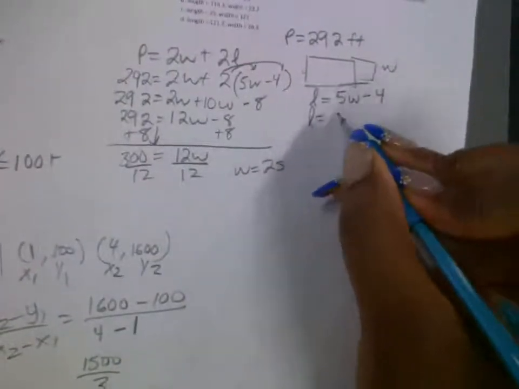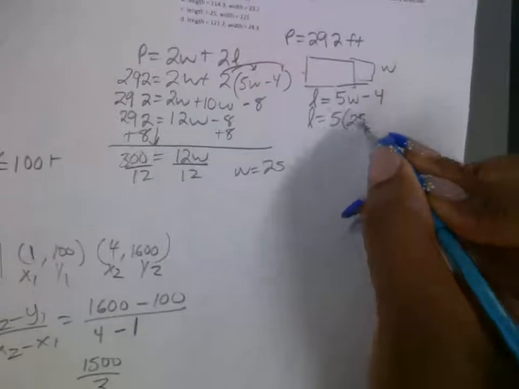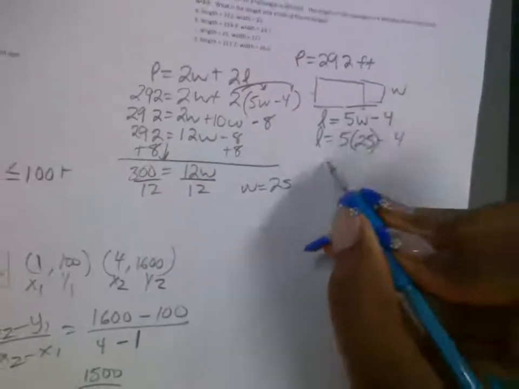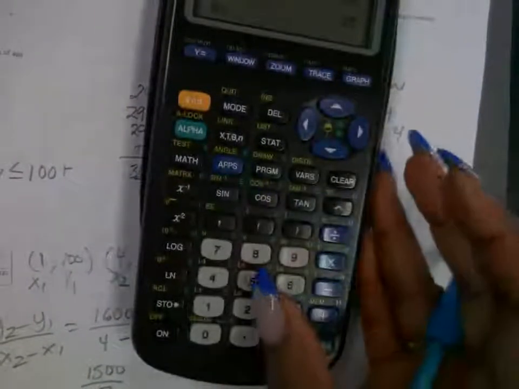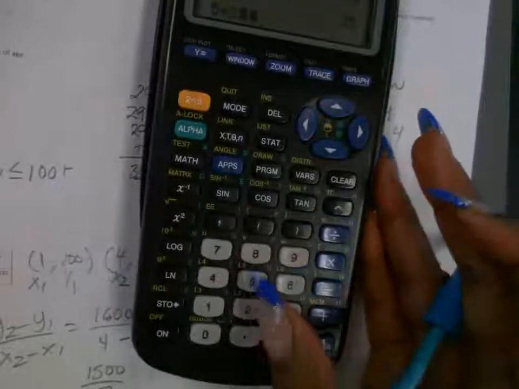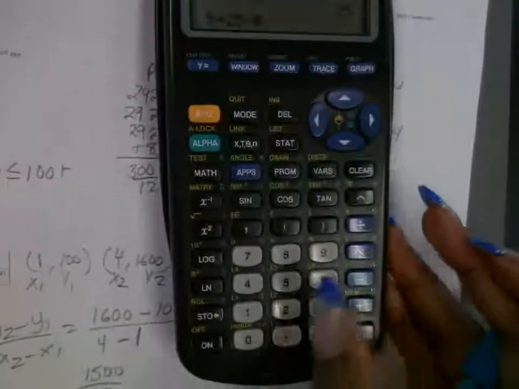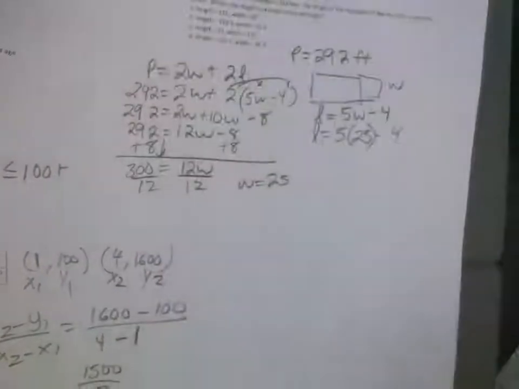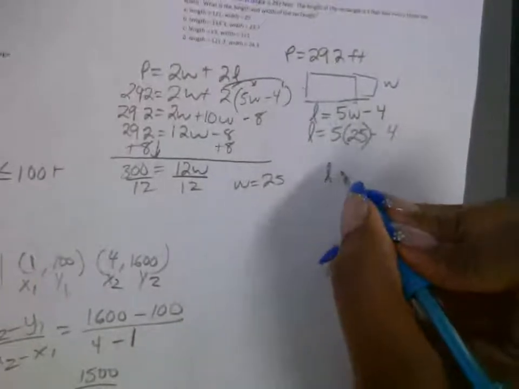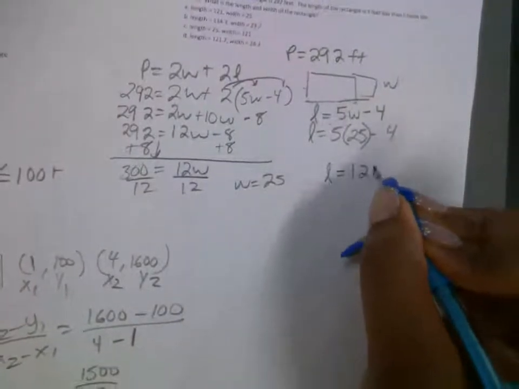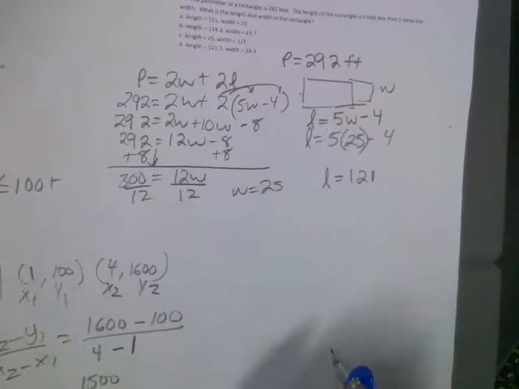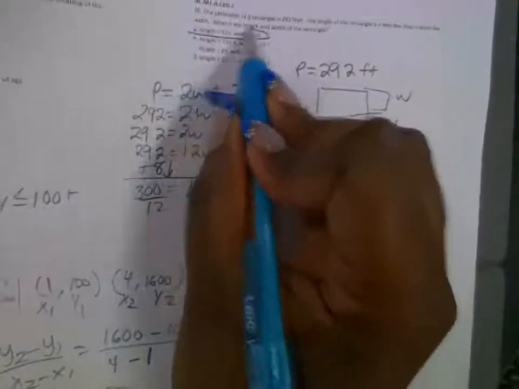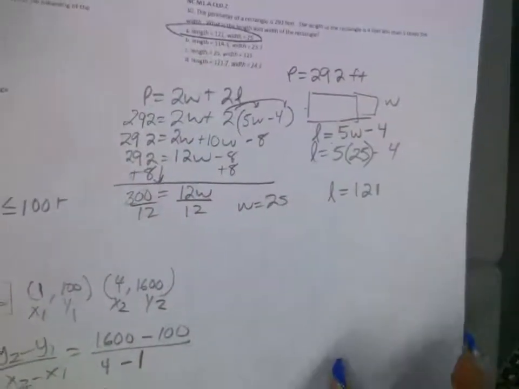If W is 25, then what's the length? So substitute it in. 5 times 25 minus the 4. So type that in. 5 times 25 minus 4. And that's 121. The length is 121. So that's A. Okay. All right. Is that it? Yep, that's it.